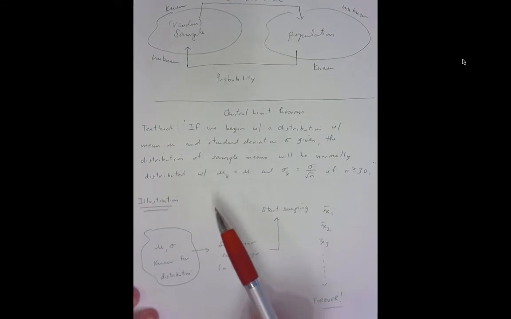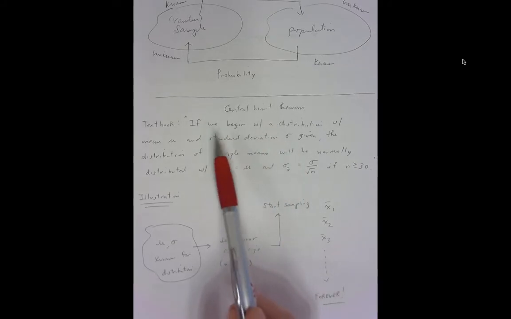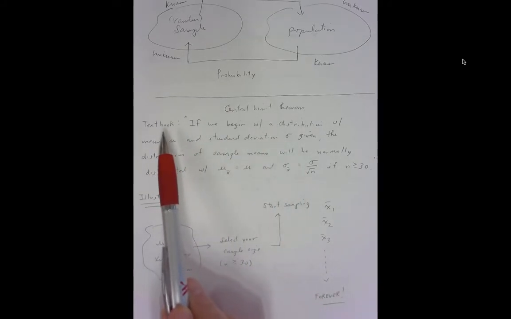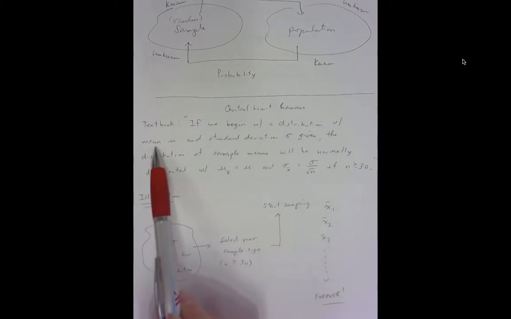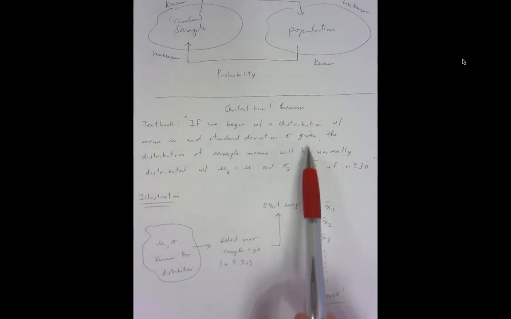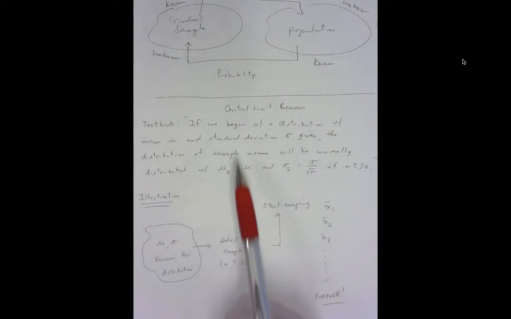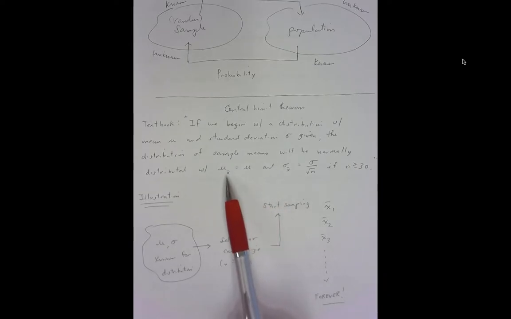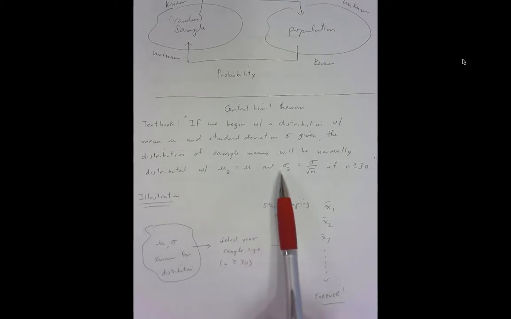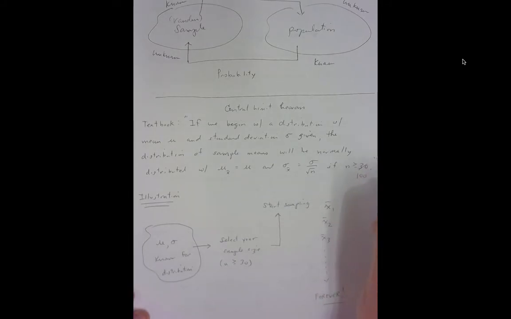Well, guys, in moving forward, one of the key things to understand about probability is something called the central limit theorem. And if you look at the textbook definition of the central limit theorem, it says if we begin with a distribution with mean mu and standard deviation sigma given, notice it's known, it's given, the distribution of sample means, the samples that we draw from the population, will be normally distributed with mu x bar equal mu and sigma x bar equals sigma divided by the square root of n if n is greater than or equal to 30. Guys, we actually kind of like 100, but it turns out that 30 works okay.